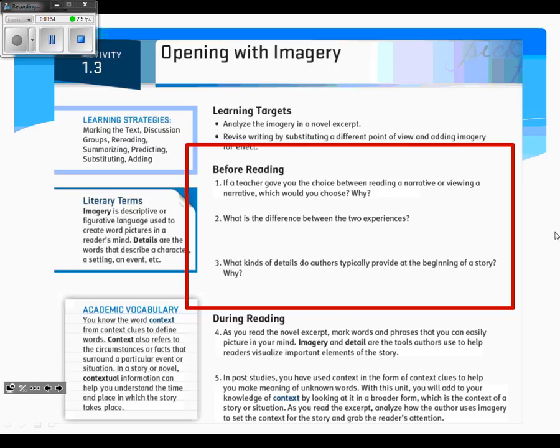Go ahead and wrap that response up. Blake, could you read the second question for us? Thank you. So what's the difference between watching versus reading a narrative? What's the difference there? Don't worry about complete sentences for now. We're just getting thoughts out there.